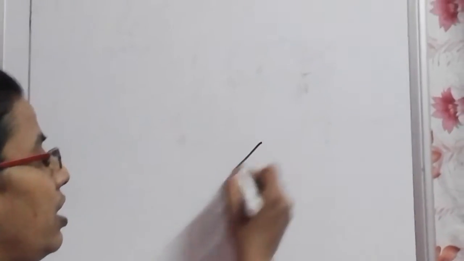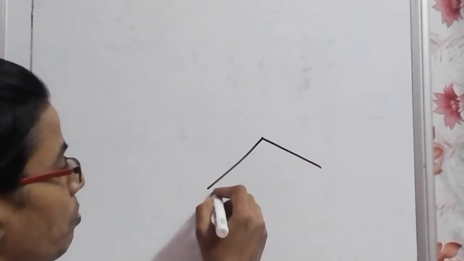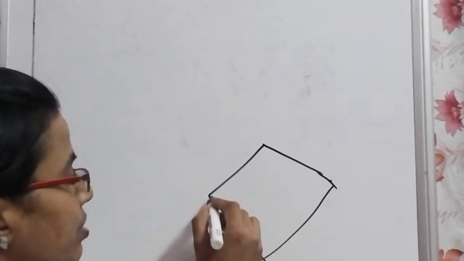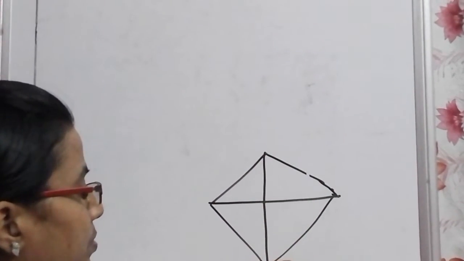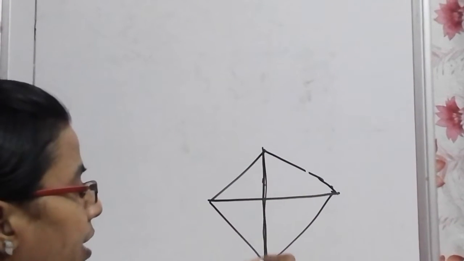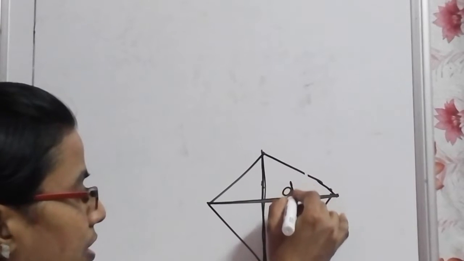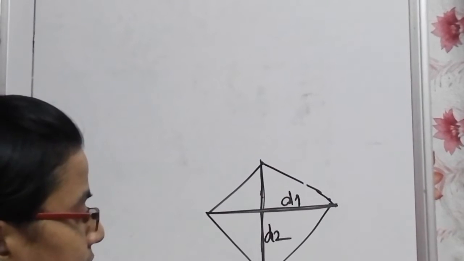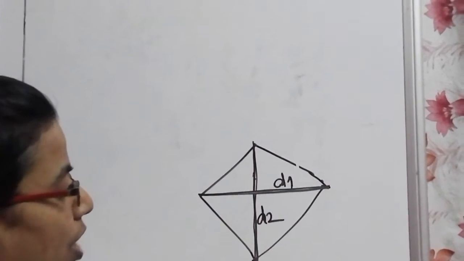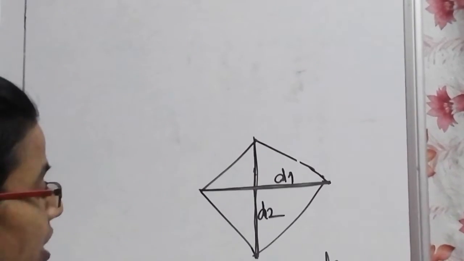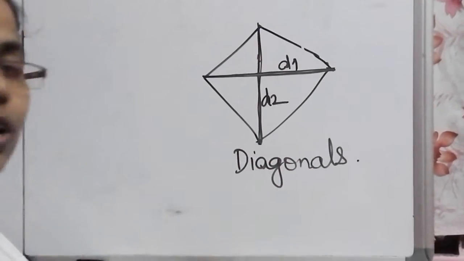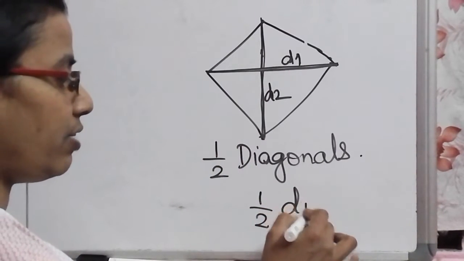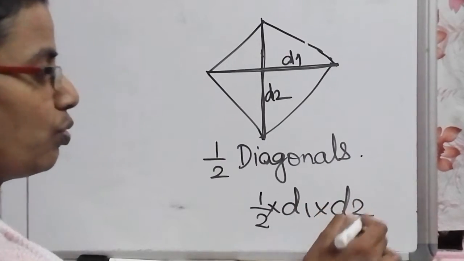See here, if this is a rhombus, this is called the diagonal and this is another diagonal. If this is D1 diagonal and this is second diagonal, two diagonals. Okay, to find out the area of a rhombus, it is equal to half the product of the diagonals, that is half into D1 into D2. Understood this?